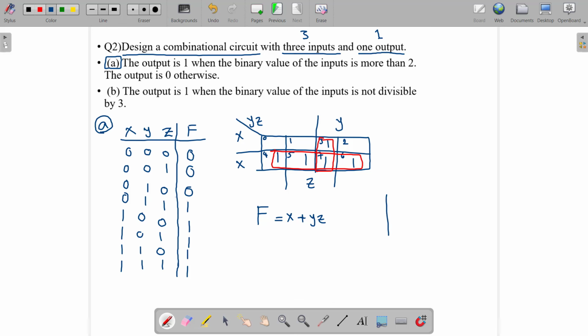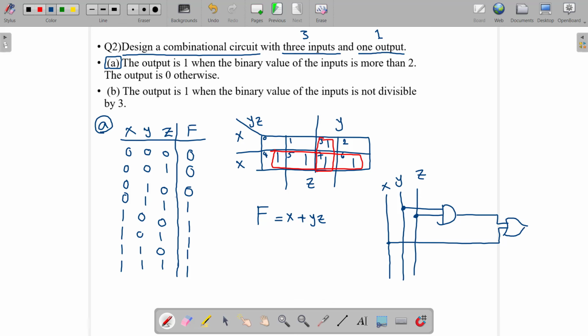We say that we have x, y, z, yz, yz, and also x. So we OR these two, which is equal to f. So we could design this circuit.